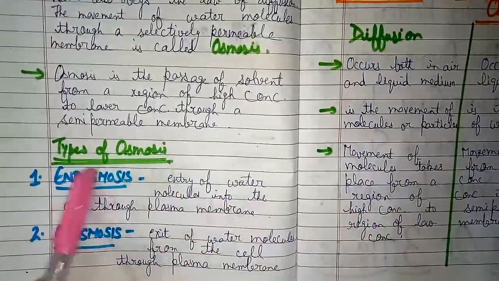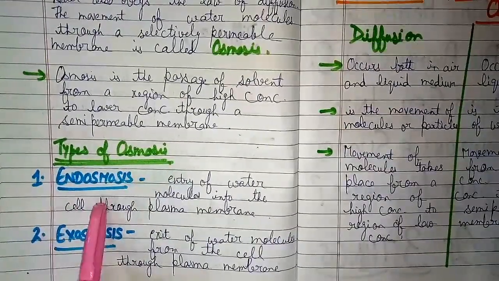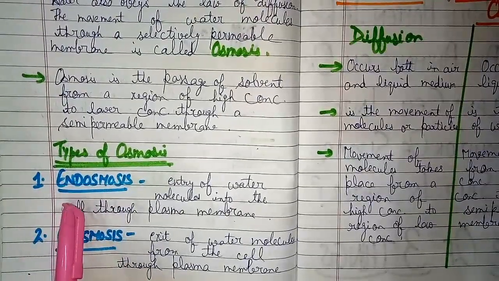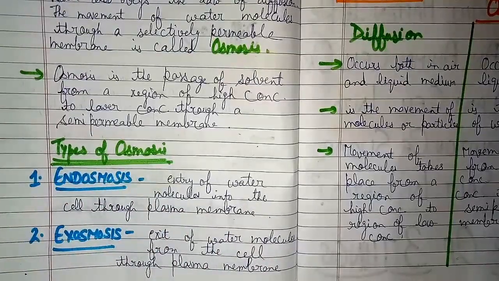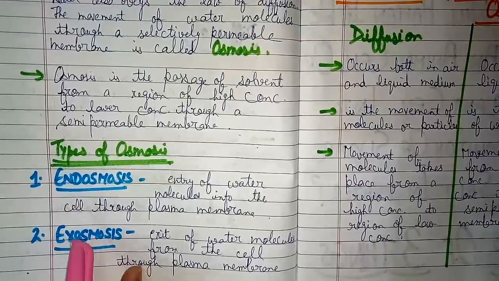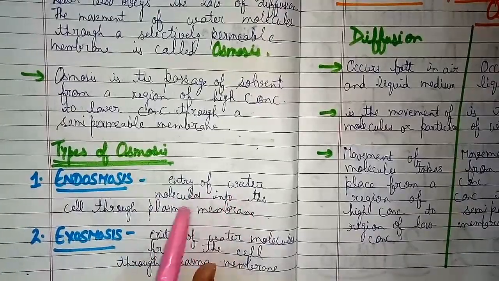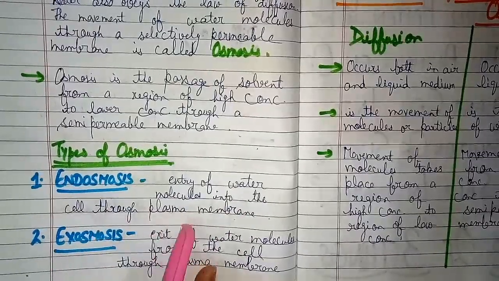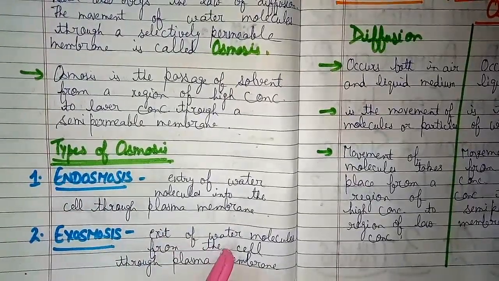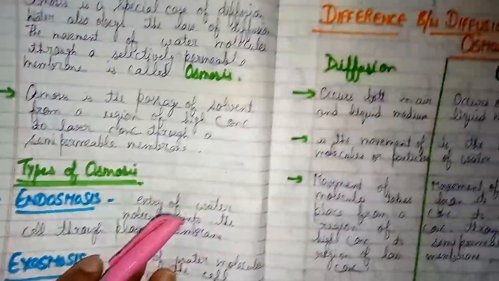Now there are types of osmosis. There are two types of osmosis. First one is endosmosis. Second one is exosmosis. Endo means inside. If there is entry of anything inside, then we call it endo. And if there is exit, then we call it exosmosis. Endosmosis means entry of water molecules into the cell through the plasma membrane. And in case of exosmosis, there is exit of water molecules from the cell through the plasma membrane.